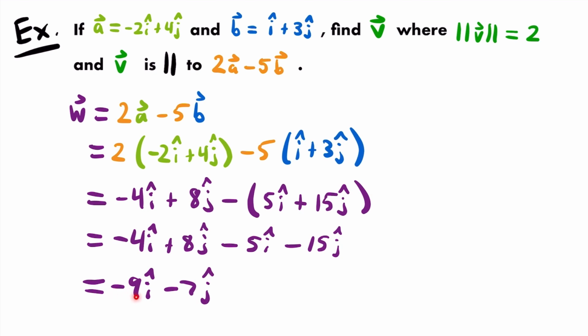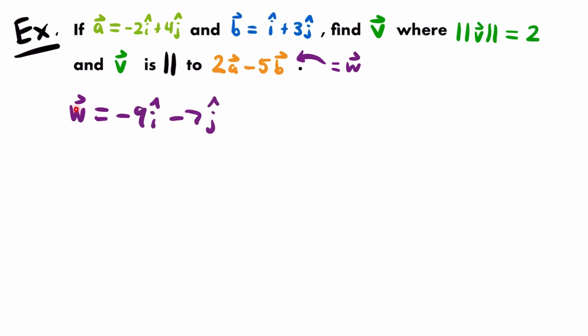Okay, and so negative 9i minus 7j is what vector w is, or in other words, it's what this vector right here is. All right, so just so we don't forget, that is equal to vector w. Okay, so now that we have vector w, what can we do with it to find vector v? Well, remember, we want to find vector v such that it is parallel to that vector, vector w. In other words, we want vector v to have the same direction as vector w. This is just like the previous example.